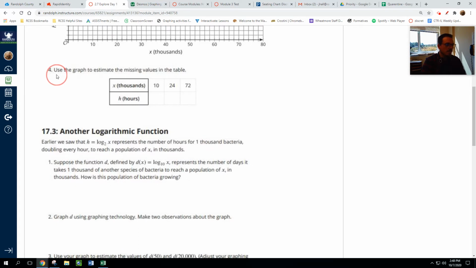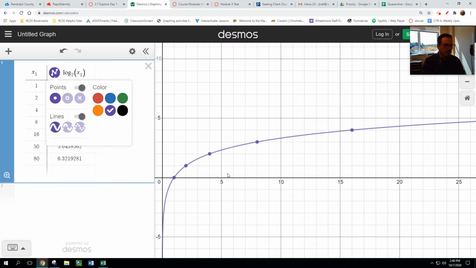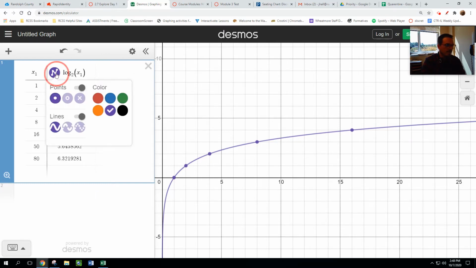Coming down to question 4, it says use the graph to estimate the missing values in the table. So if I come back over here and maybe I decide I want to connect all these, as you can see, I connected the dots. Using Desmos, you just hold that until it pops up. You can make it a dotted line. You can make it a different color, whatever you want, or red. Probably this one.